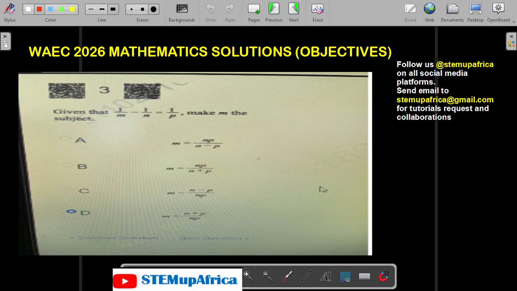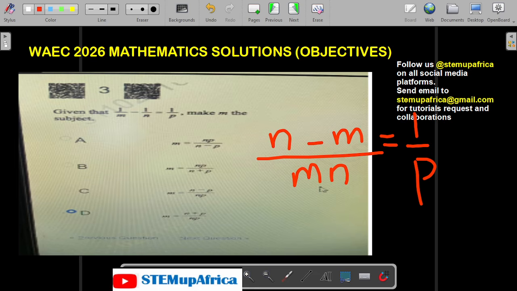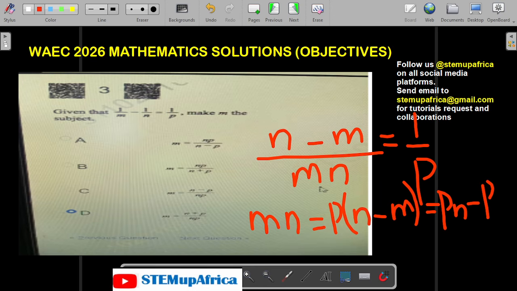They're given that 1 over m minus 1 over n equals 1 over p; make m the subject of the formula. So I will take the LCM on the left hand side. My LCM will give me mn. Here is now n minus m equals 1 over p. So let's make m the subject of the formula. We need to cross multiply. I'm going to have mn equals p bracket n minus m, which will give us pn minus pm.